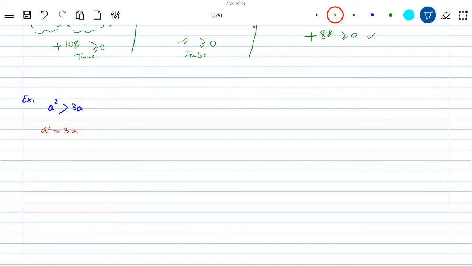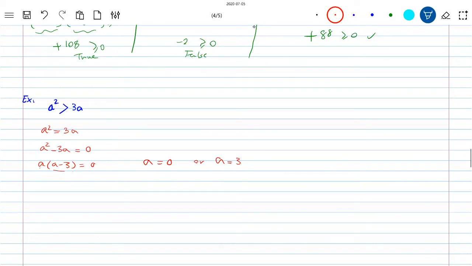How do I solve this? Do not divide by a. Move everything to one side. a squared minus 3a equals 0. If you miss a solution, then your answer would not be correct. You have to figure out all the correct solutions. Factor: a times a minus 3 equals 0. What is the solution? Either a is 0 or a minus 3 is 0. So either a is 0 or a equals 3. So I found two solutions.